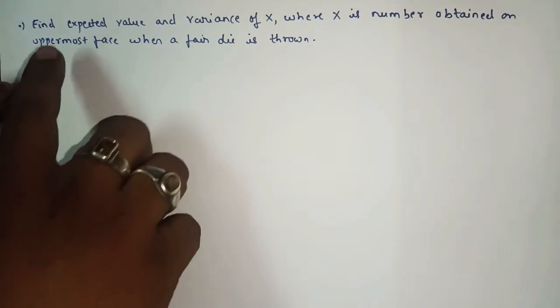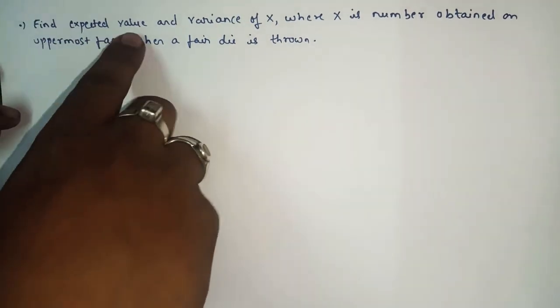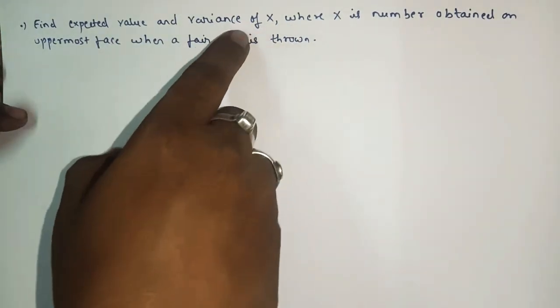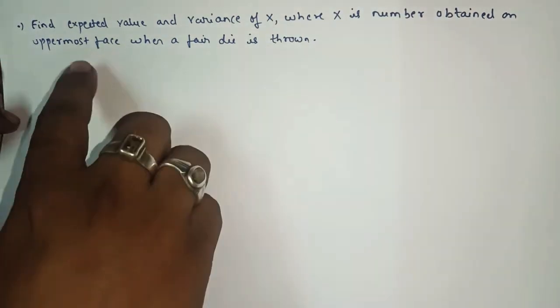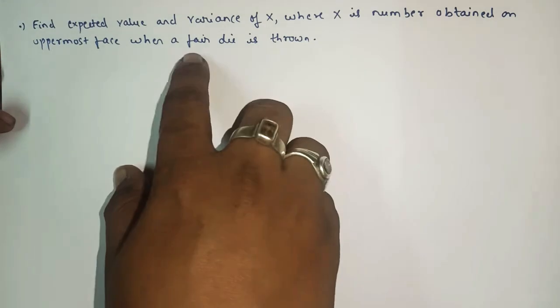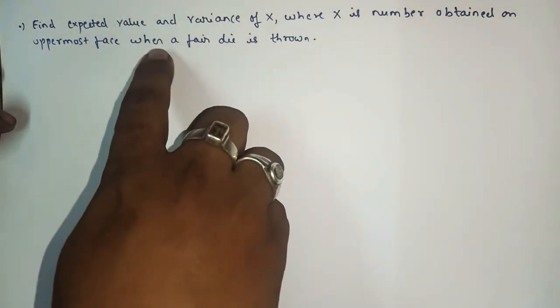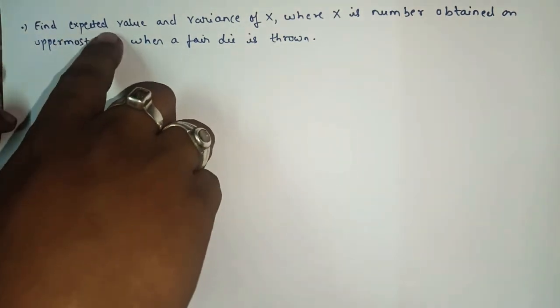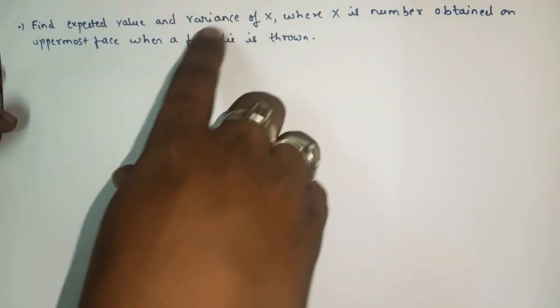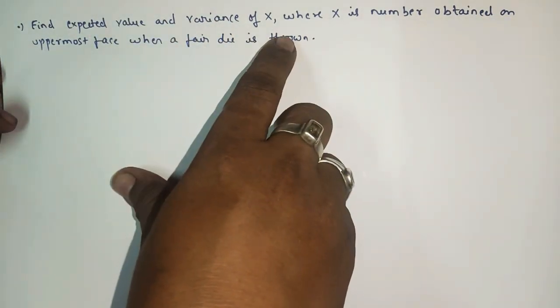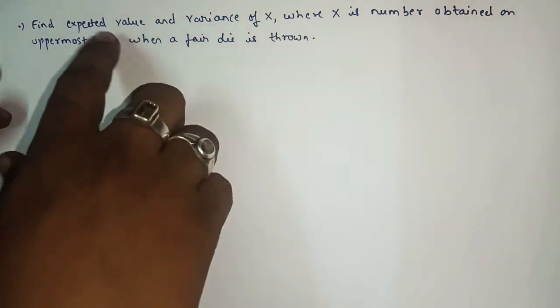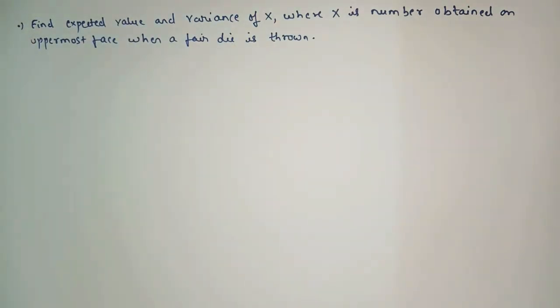Now this question says that you have to find the expected value as well as the variance of X, where X is the number obtained on the uppermost face when a fair dice is thrown. It is clearly mentioned that you have to find the expected value and variance when a fair dice is thrown. Yes or no? So what is the formula for expected value and variance?